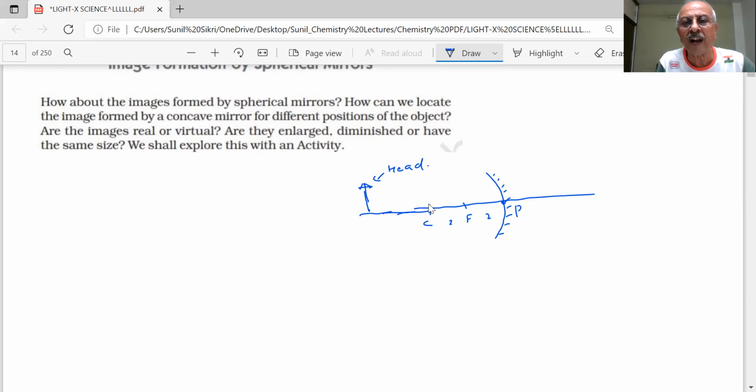And we always try to draw ray diagrams. What we are trying to do is to draw the ray diagrams in order to find what type of image will be formed, where it will be formed, and what will be the size of the image. You will see the ray diagram will mostly be constructed from the head.